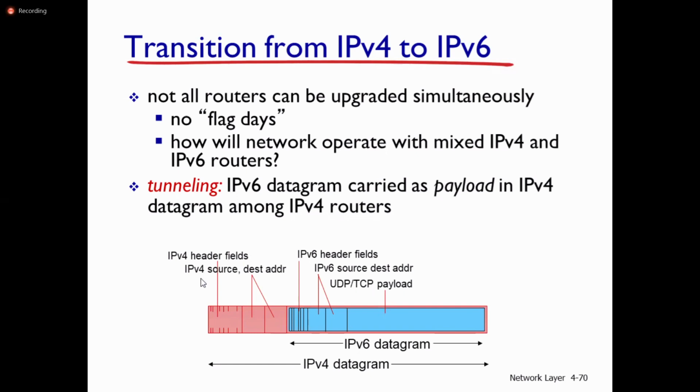Look at this here. IPv4 header fields are processed. Here this is the payload of the IPv4 datagram. So in this payload of the IPv4 datagram, we are giving the IPv6 datagram. In this IPv6 datagram again, header fields, source and destination addresses, then UDP/TCP payload. So in this way, we can process the IPv6 datagrams using these IPv4 routers.